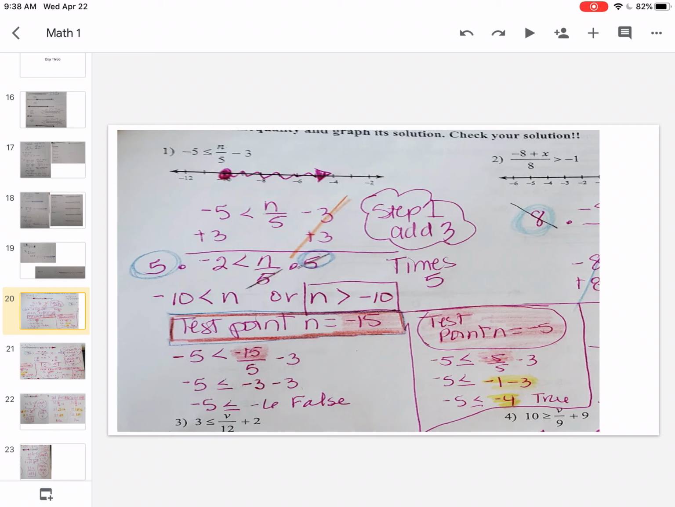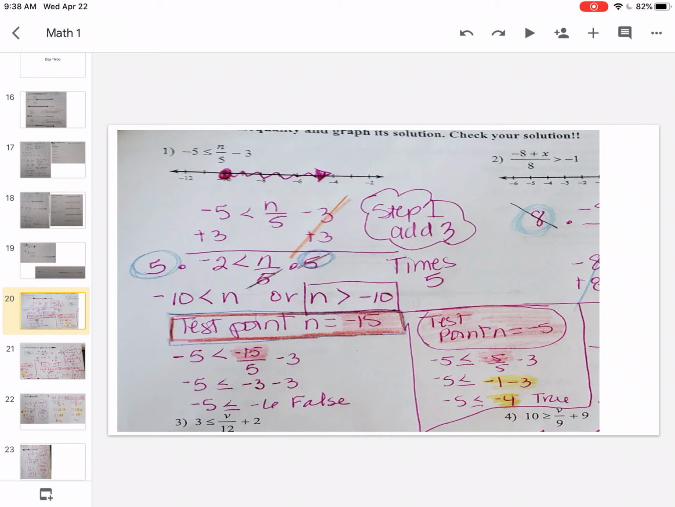So now I have to get rid of that 5 on the bottom. So I multiply both sides by 5. You can see I've circled the 5's in blue. So you're able to cross out the 5's on the inside. And so you're left with negative 2 is less than n. Okay? Oh no, my bad. It's 5 times negative 2. So it's negative 10 is less than n. Or if I want to rewrite that, I put the n first, okay? And I flip the sign, and it's n is greater than negative 10, okay?